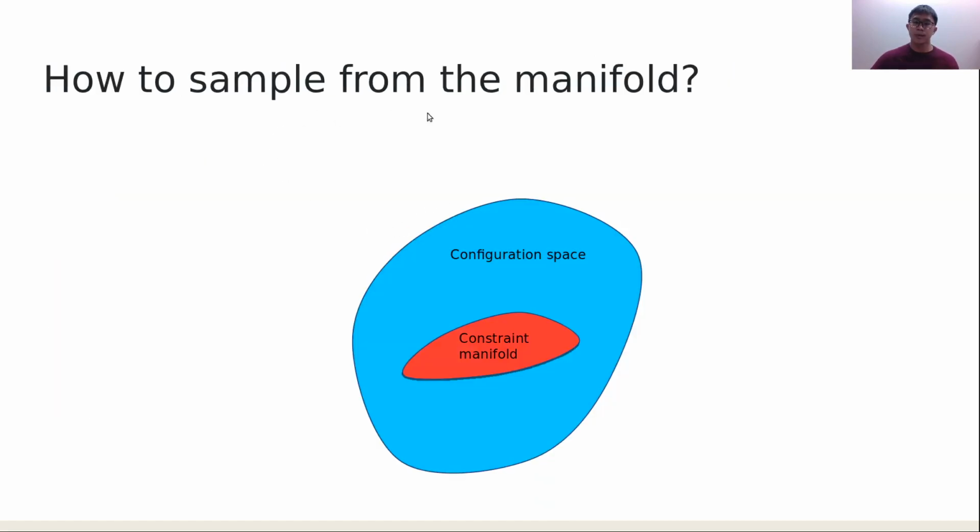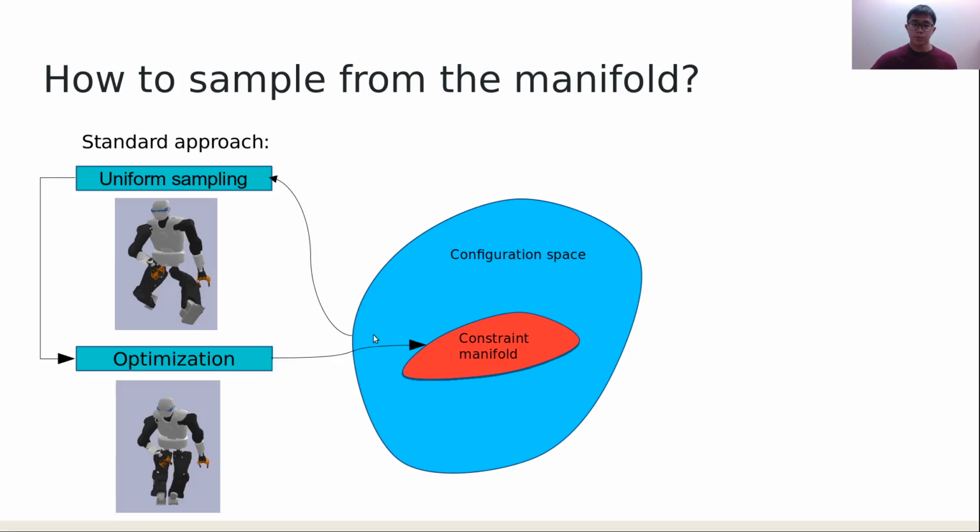So how can we sample effectively from this manifold? The standard approach is to use uniform sampling that samples from this configuration space, so that the configurations are not satisfying the constraints. Then we perform optimization to project the configurations onto the constraint manifold. While this approach works quite effectively in practice, it requires a large number of iterations, in the order of 10 to 20 iterations.